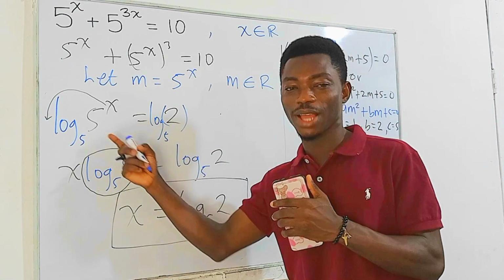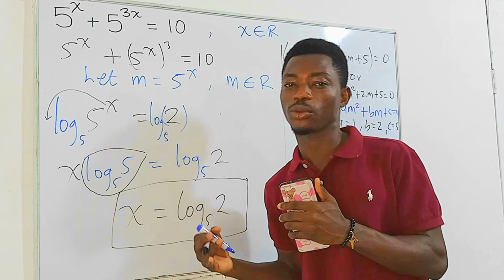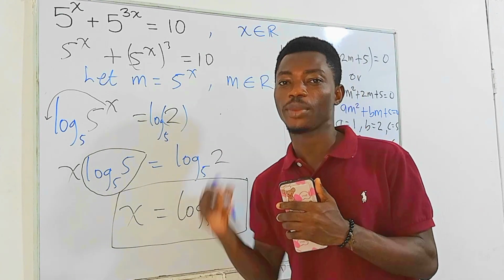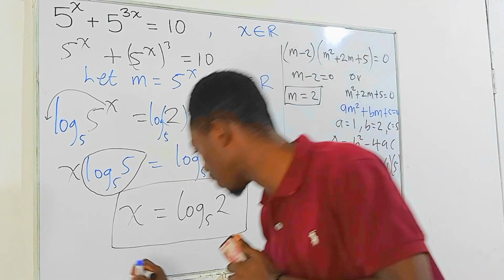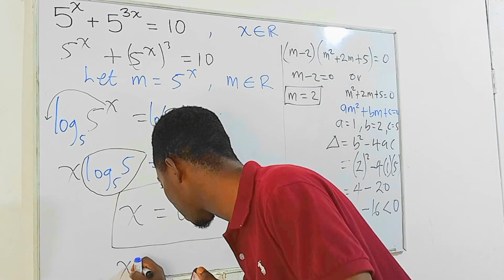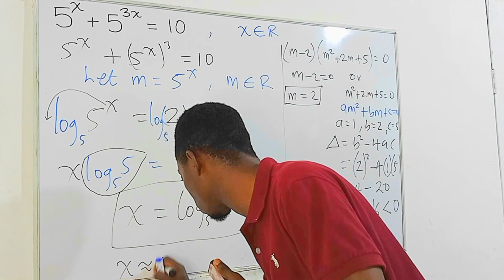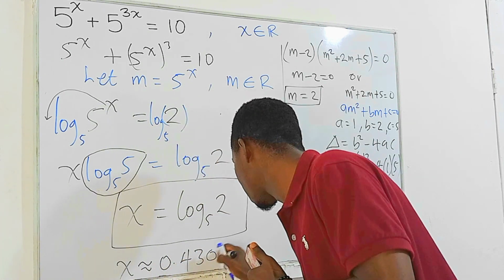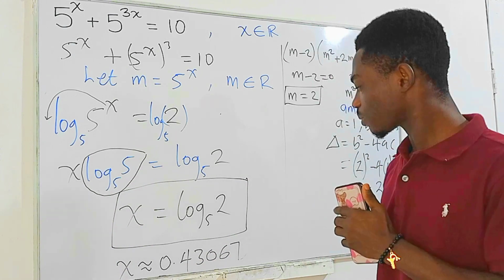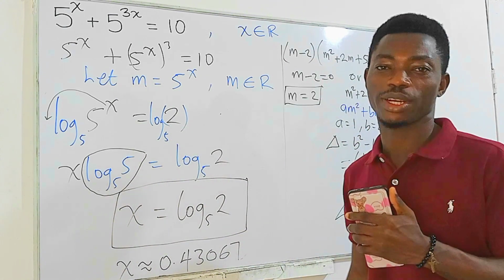Or right from here, you can just take log base 10 on each side of the equation, and you will also be getting the same answer. Now, if you use a calculator for this, let me write it here. You will get x approximately equal to 0.43067. And that is pretty much it.